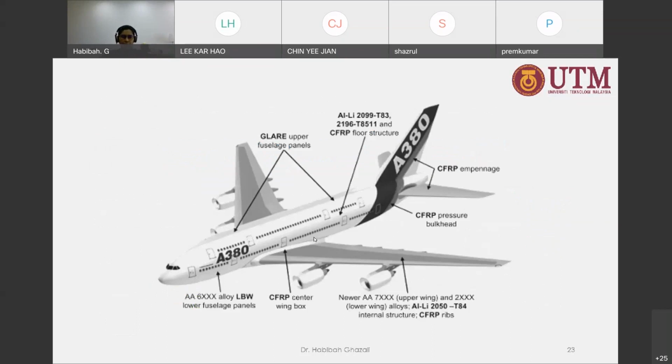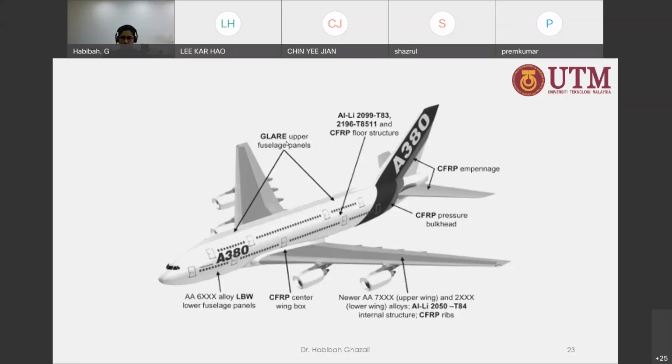All right, so as you can see for the A380, this is the A380 aircraft. As you can see here, a lot of aluminium has been used in the construction of this aircraft. You can see aluminum lithium is used as the floor structure of this aircraft. The aluminum with 6000 series is used as the lower fuselage.